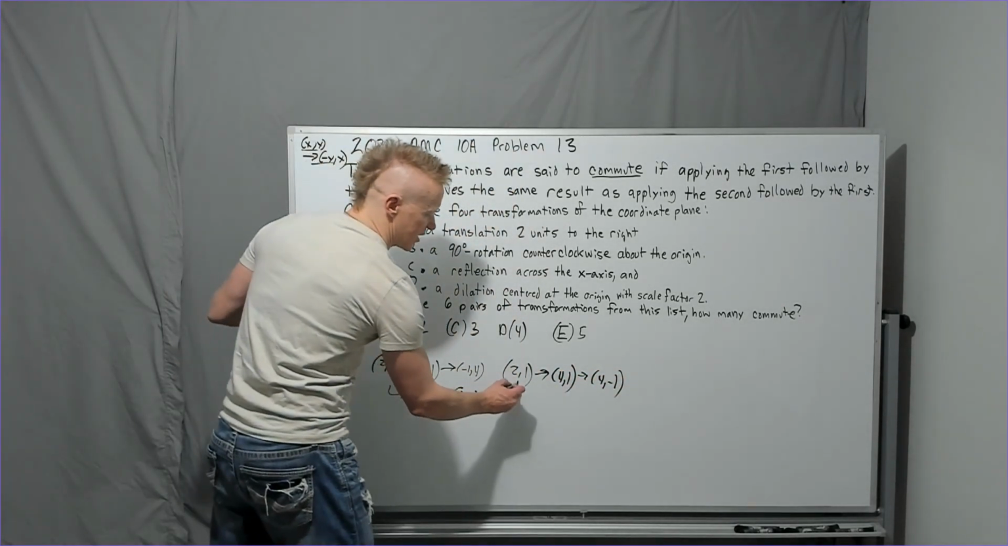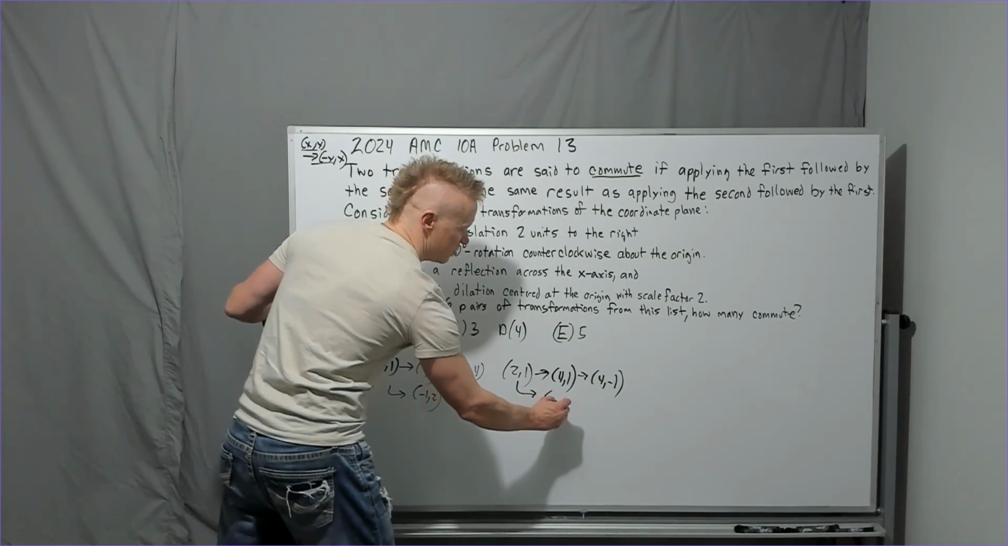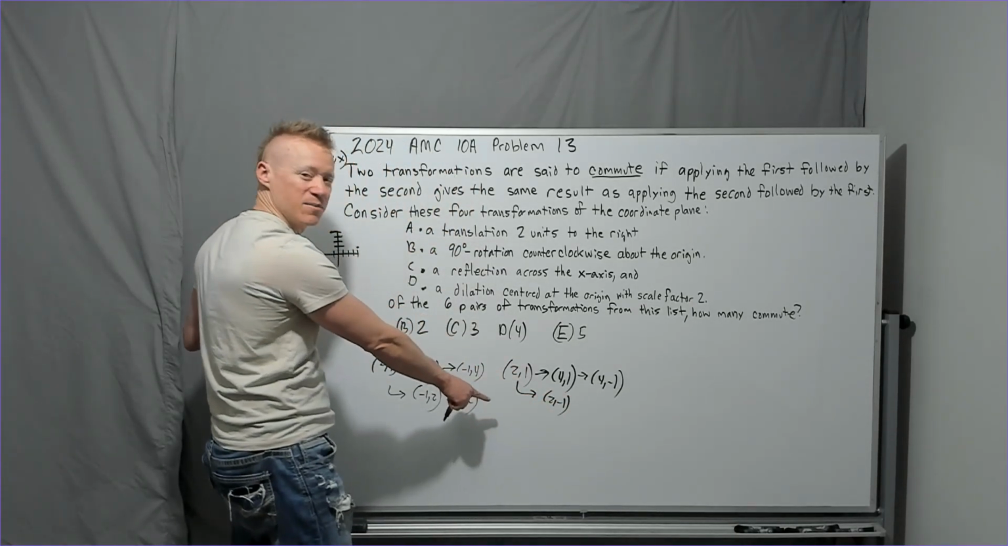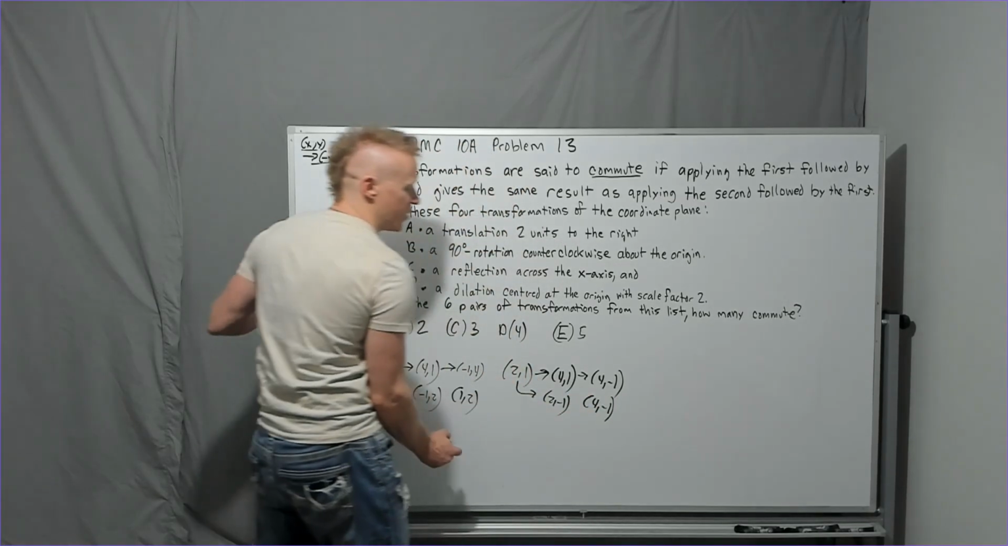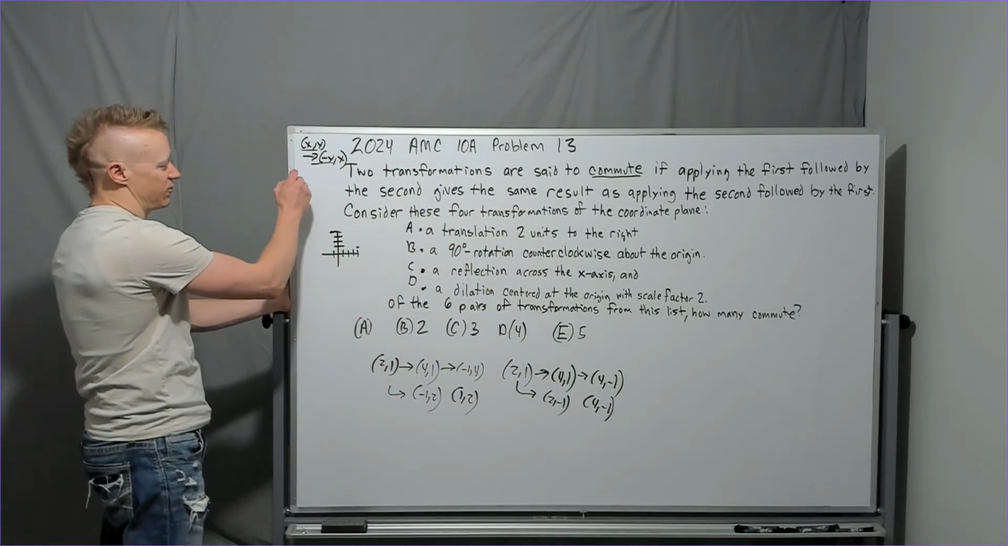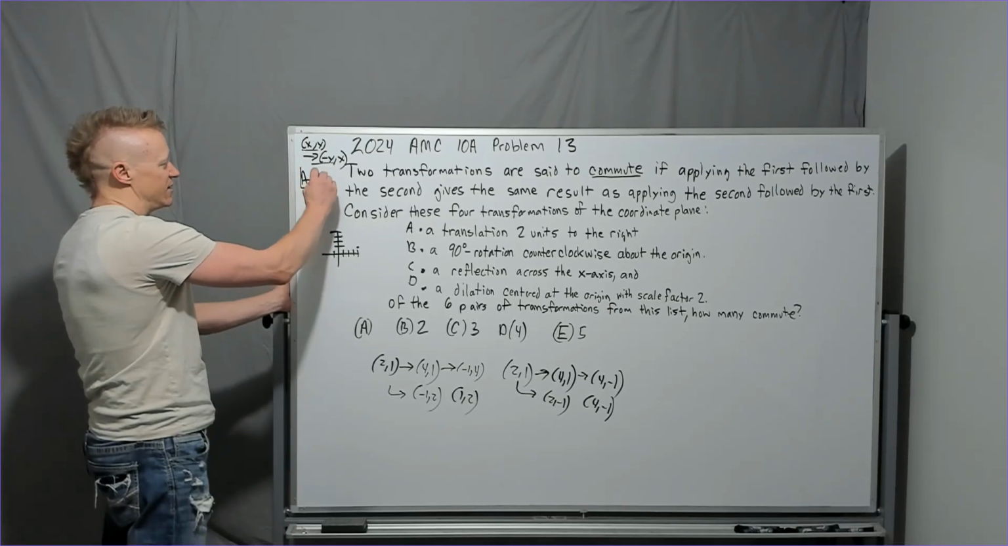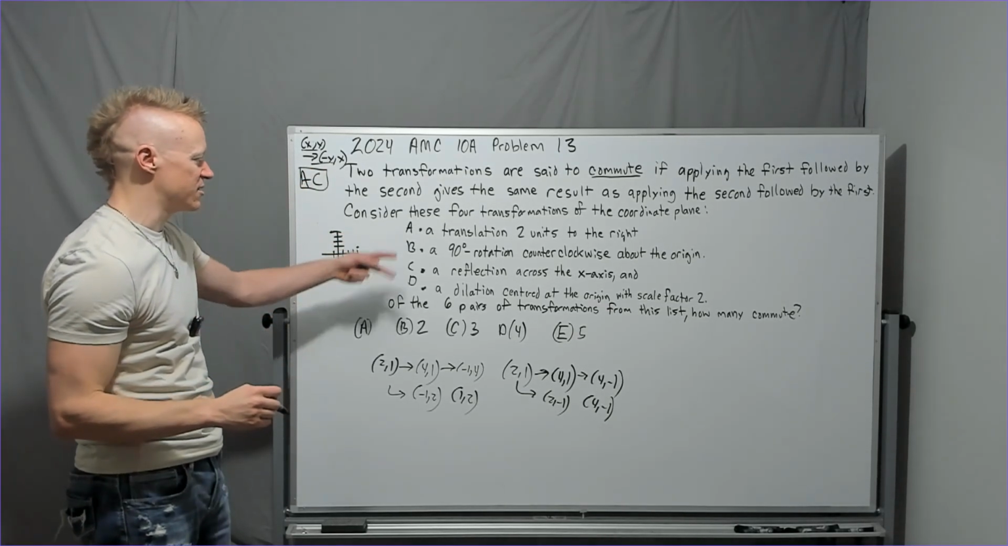Then I'm going to do the reflection first and be at (2, negative 1). Again, y becomes negative y. And then move 2 to the right. And where are we? We are at (4, negative 1). Therefore, under my notation, the AC transformation is commutative.